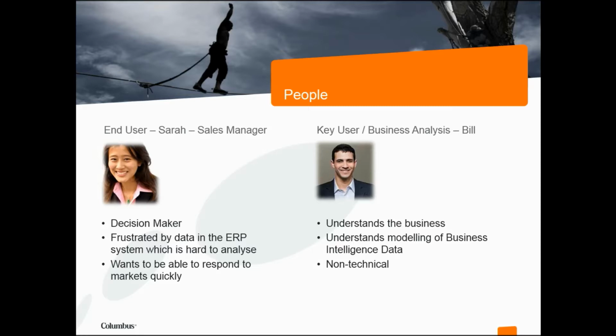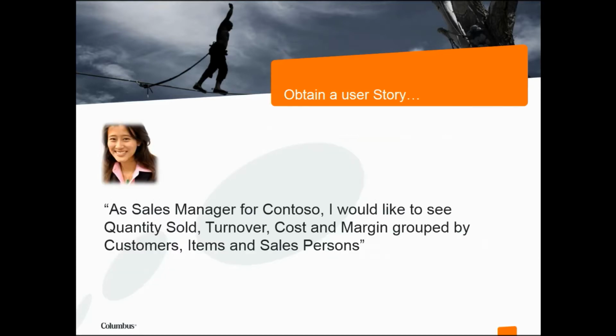The second person we're going to work with is Bill. Bill is a key user within the business. He very much understands the business's processes and data, and also understands the concepts of modelling business intelligence data and building business intelligence solutions. But crucially, Bill is non-technical. He's a business user with very little technical experience previously.